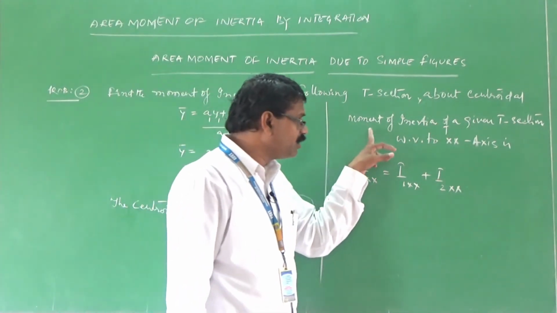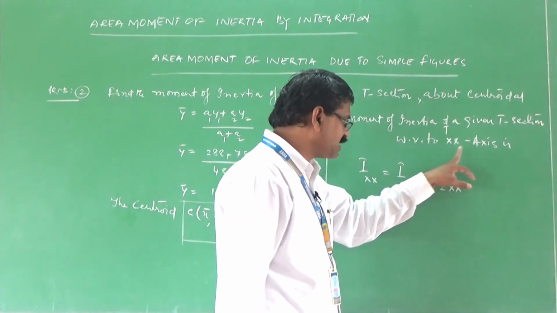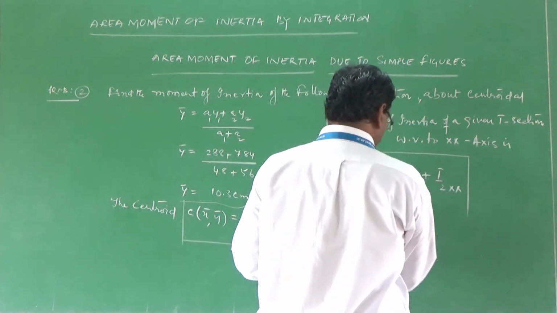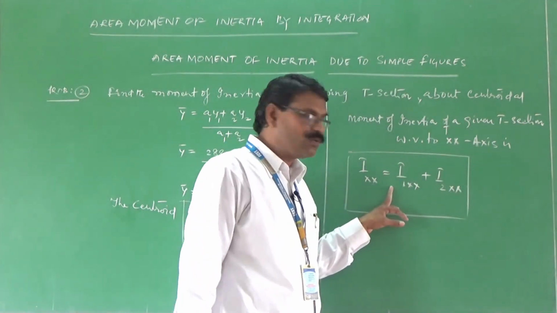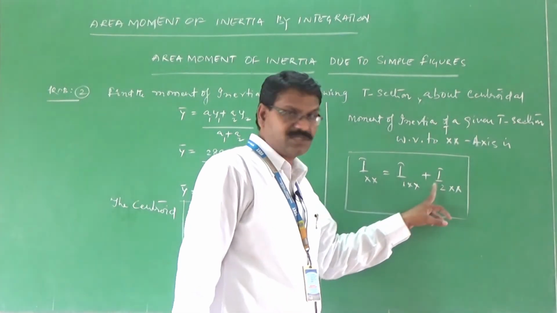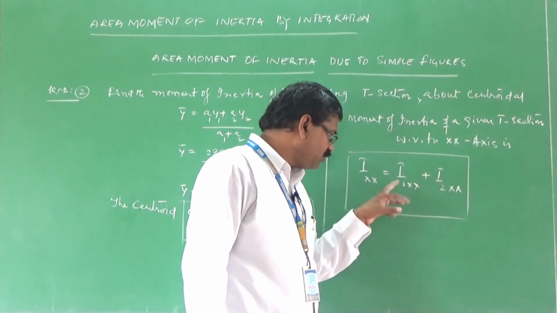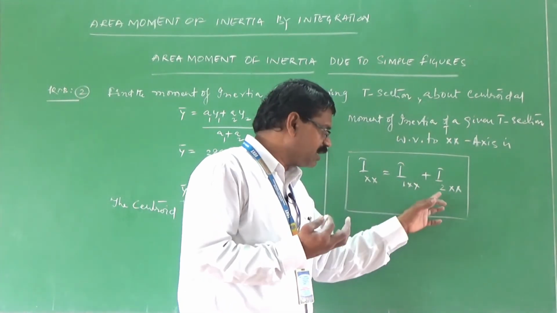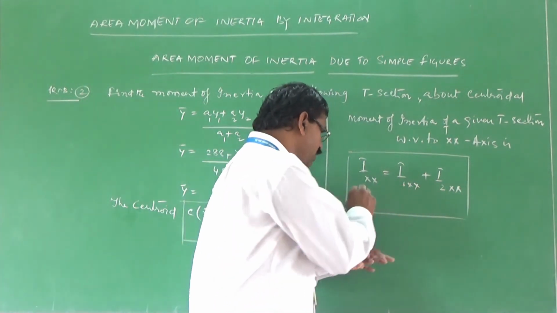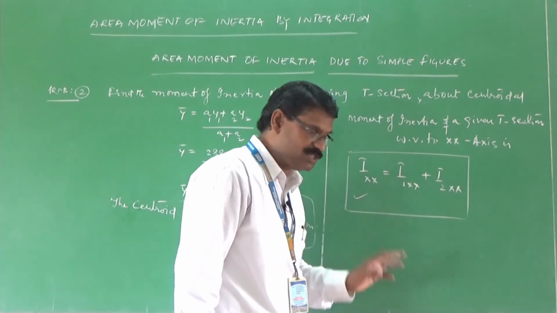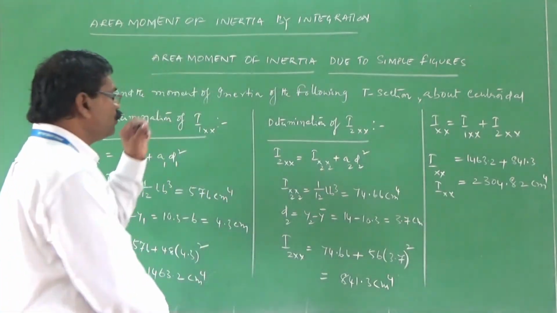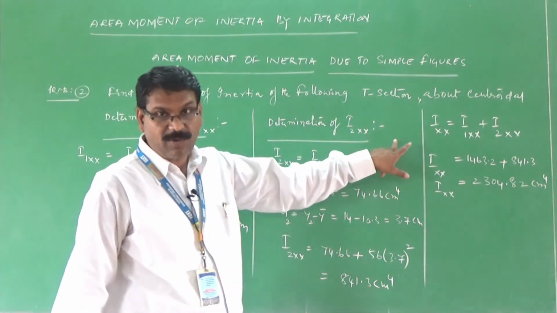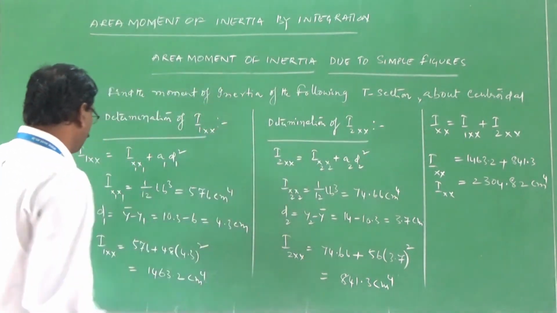And to find the moment of inertia of the given T section with respect to the x axis, we have a formula: I double x is equal to I1 double x plus I2 double x. Now again we have to find I1 double x and I2 double x, and after finding them, adding both, we will get I double x. That we will see now. Now, the determination of I1 double x and I2 double x. So how to determine both the parts here.